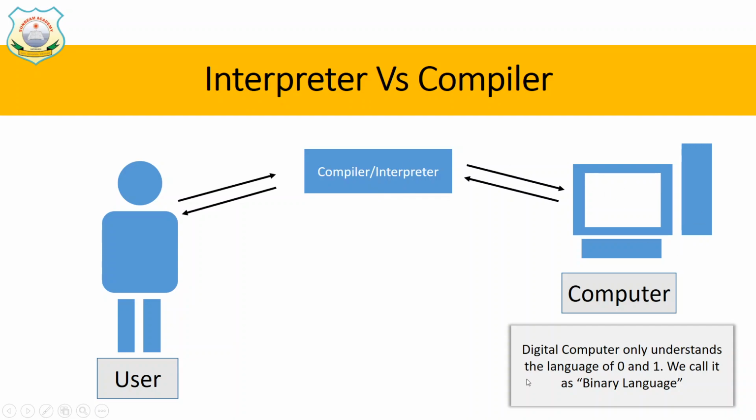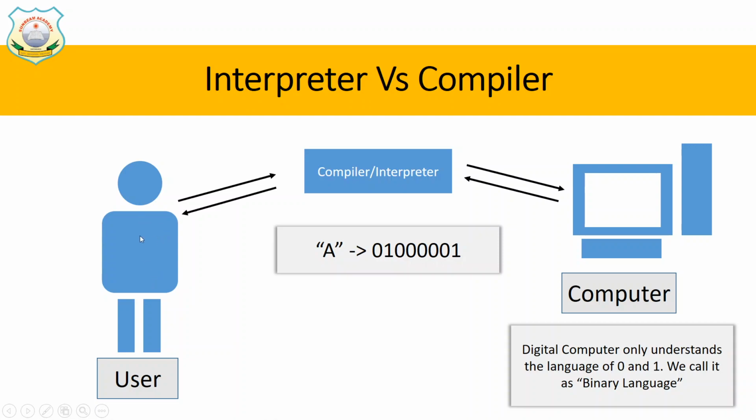The digital computer only understands the language of 0 and 1. We call it binary language. And whatever instructions the computer is going to give, that will be in machine code. But then there is software, these language processors, which will convert that into the language that the user, the human, understands, right?